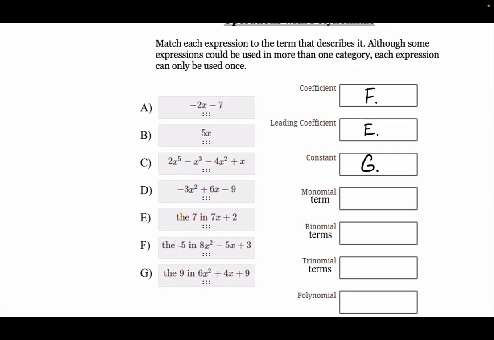Monomial. Monomial means 1. Mono means 1. So 1 term. Just 1 term. That's where 5x comes from. 5x is just 1 term. So that's B. Binomial means 2 terms. Binomial. Negative 2x minus 7. A. Trinomial means 3 terms. Negative 3x squared plus 6x minus 9. That's 3 terms. So that is D.